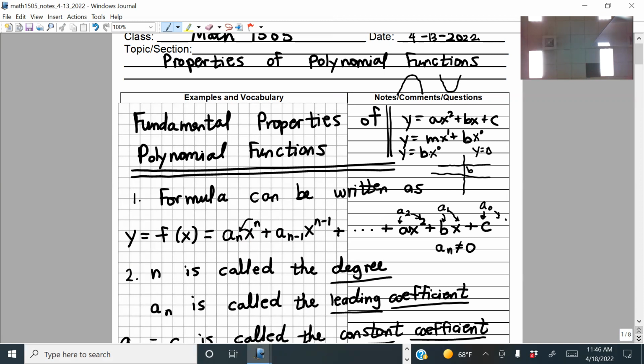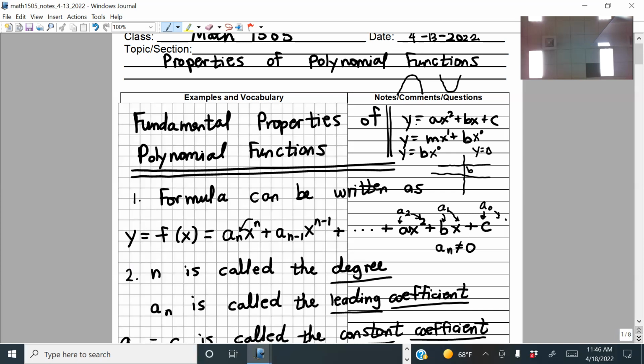Degree 0 has no x-intercepts. Okay, degree 0 has no x-intercepts. That's right, right? When you graph a horizontal line, it's not going to cross the x-axis unless it is the x-axis. This is the x-axis, but remember that does not have a degree. Okay, so we have a little catch there. Y equals 0 does not have a degree.